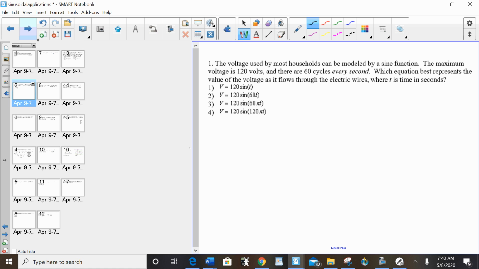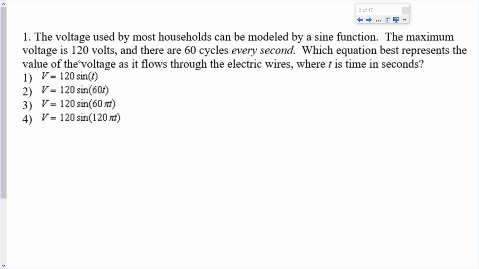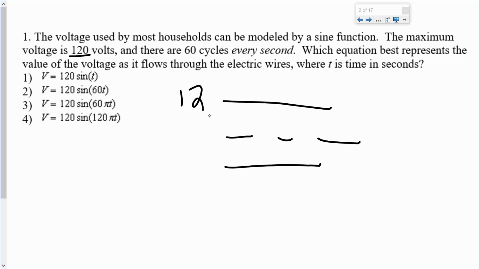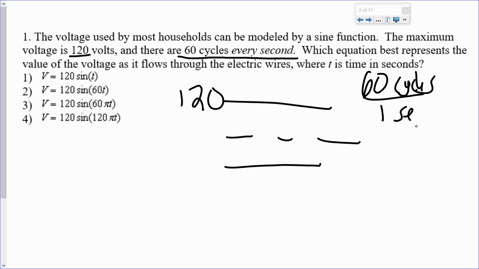So the voltage used by most households can be modeled by a sine function. The maximum voltage is 120. All right, so it's a sine function. The maximum is 120. And there are 60 cycles every second. So that seems to have to do with the period. It's not the period, because the period is how long it takes to make one full cycle. If there are 60 cycles in 1 second, the question is, how many seconds does it take to make one cycle?